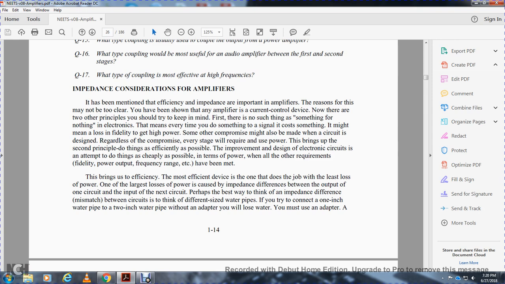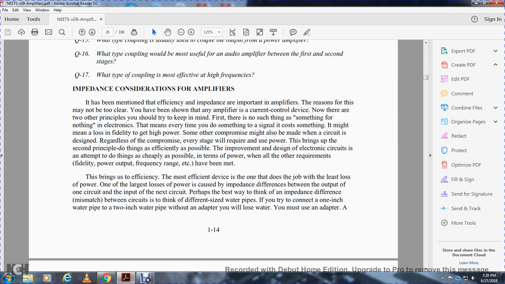In circuit design, regardless of the compromise, every stage will require the use of power, which brings up the second principle: it is possible to do things as efficiently as possible. Improvement in electronic circuit design is an attempt to do things as cheaply as possible in terms of power, when all the other requirements of fidelity, power output, frequency range, etc. have been met. This brings us to efficiency. The efficient device is the one that does the job with the least loss of power. A large loss of power can come from the impedance difference between the output of one circuit and the input of the next circuit.